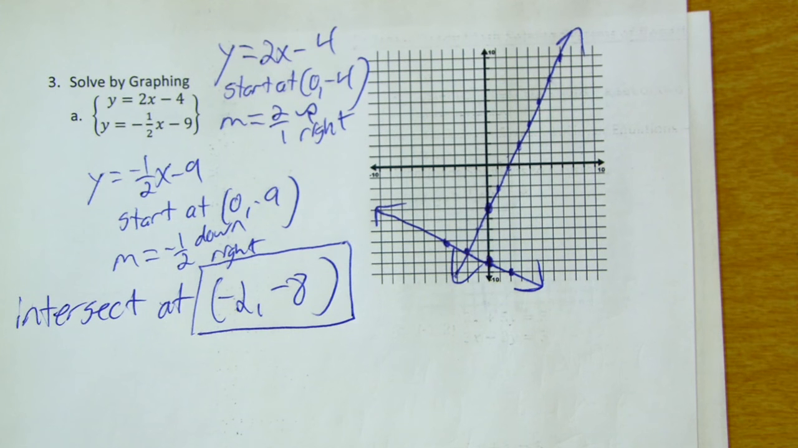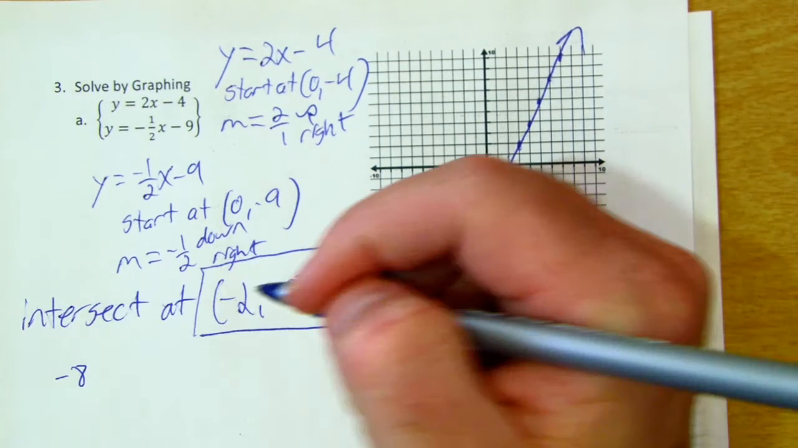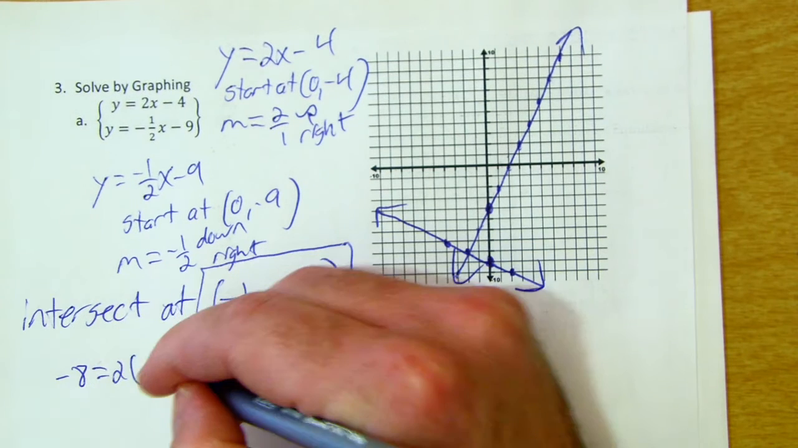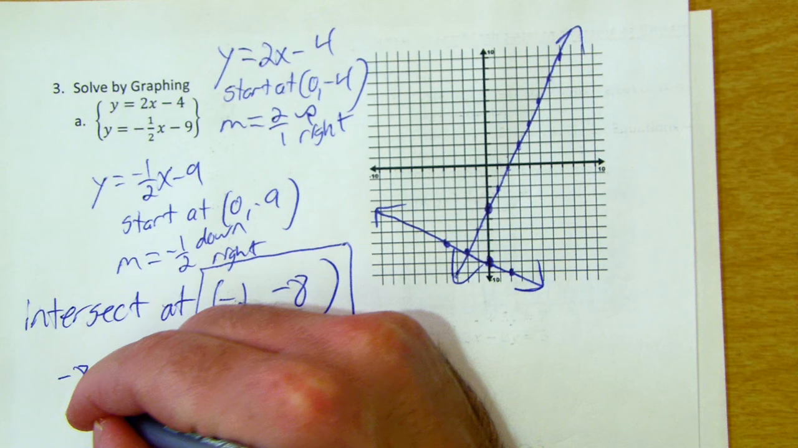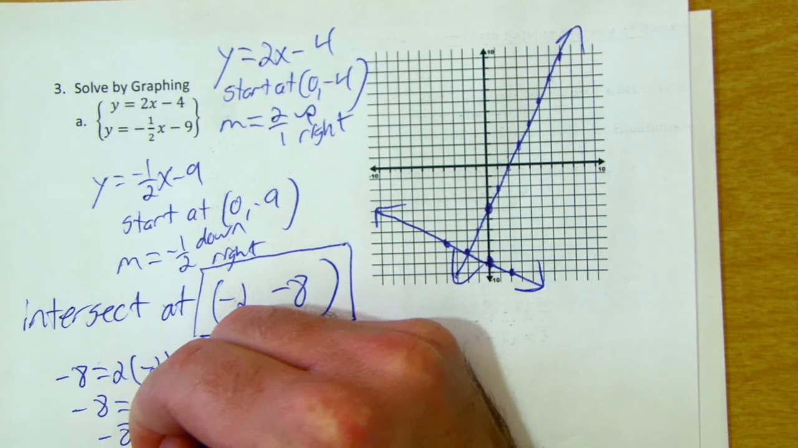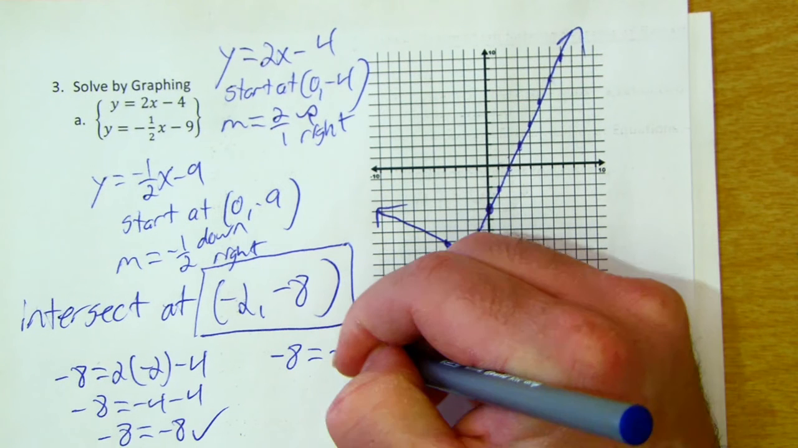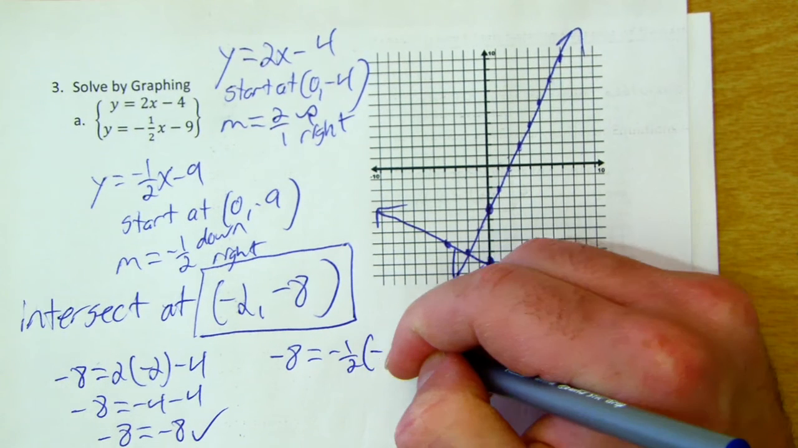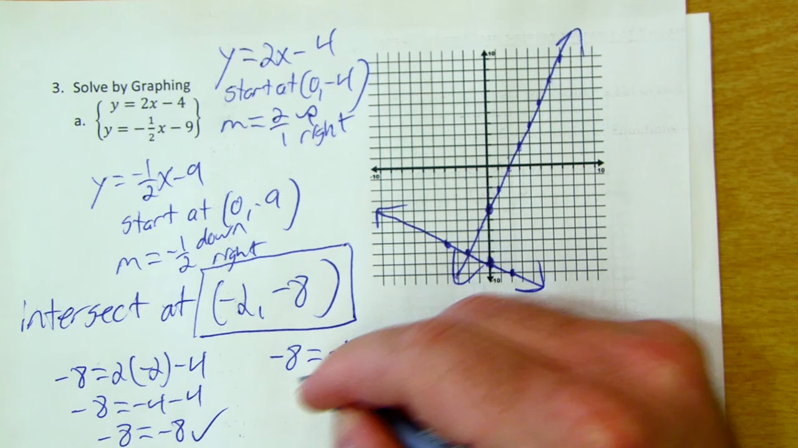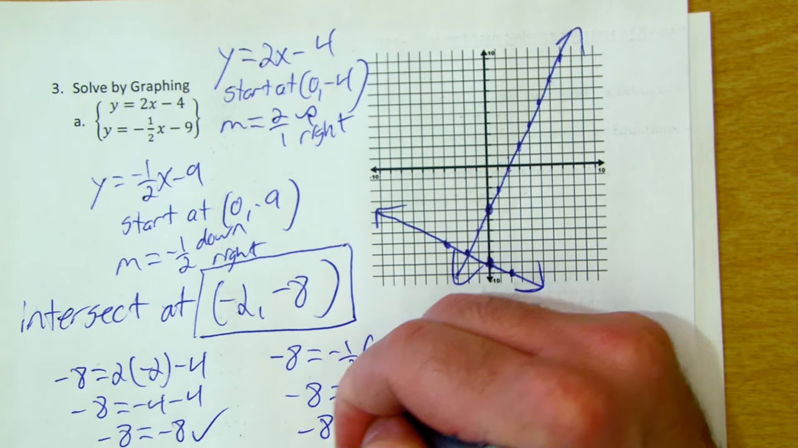All right, it's going to work in both equations. Again, if I put negative 8 in for y in the first one, then 2 times negative 2 minus 4, so negative 8 equals negative 4 minus 4. So negative 8 equals negative 8. That's good. Second equation, negative 8 equals negative 1/2 times negative 2 minus 9. So it's going to be negative 8 equals 1 minus 9, so negative 8 equals negative 8.